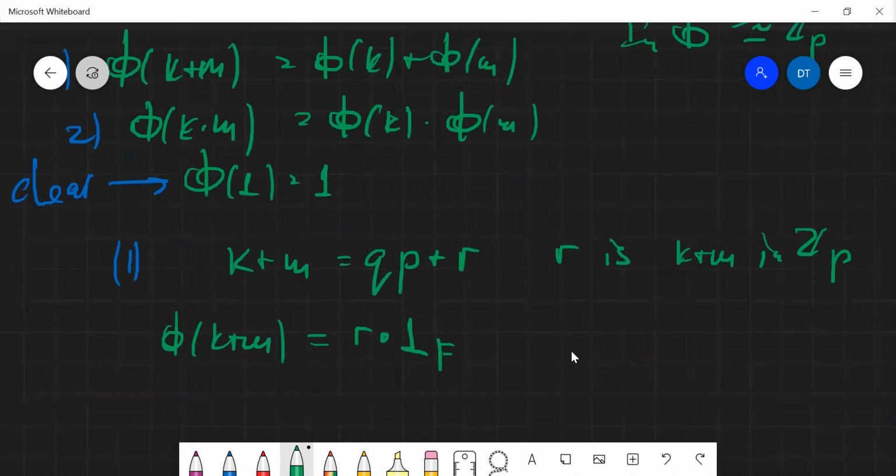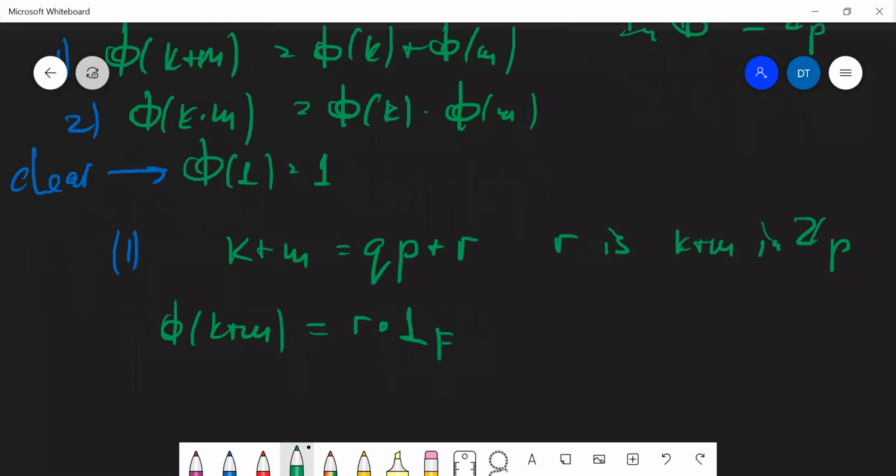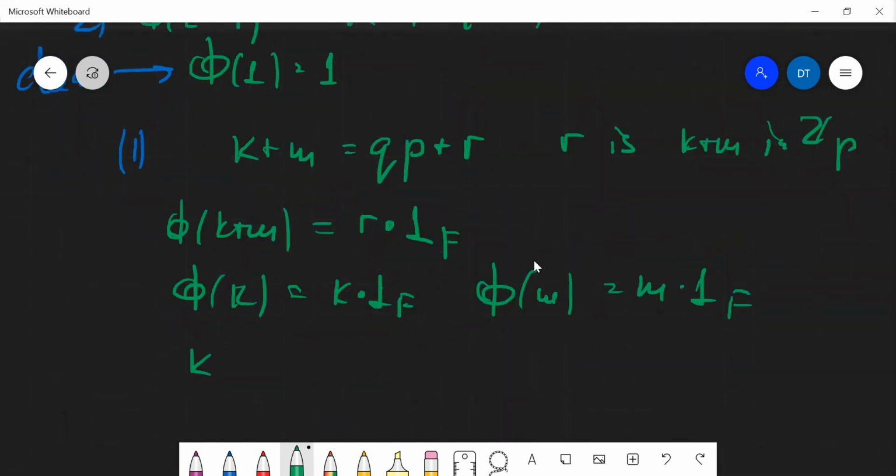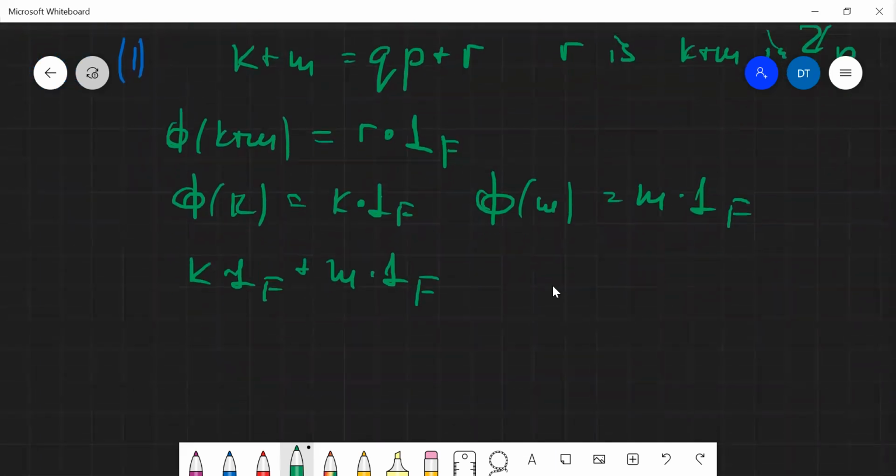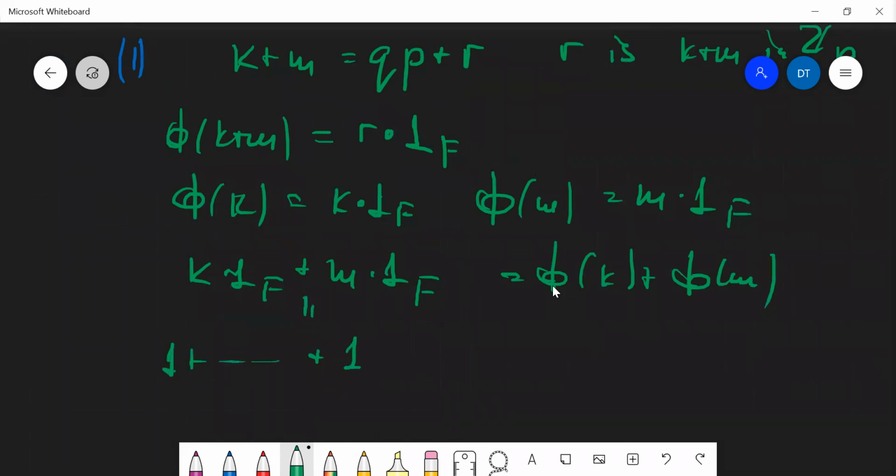So what is the definition of the right-hand side? You just apply phi to K and phi to M. Phi of K is by definition K times 1 of F, and phi of M is by definition M times 1 of F. And the right-hand side is K times 1 of F plus M times 1 of F. And this is phi of K plus phi of M. Now you can present it as a sum of the element 1, K plus M times.